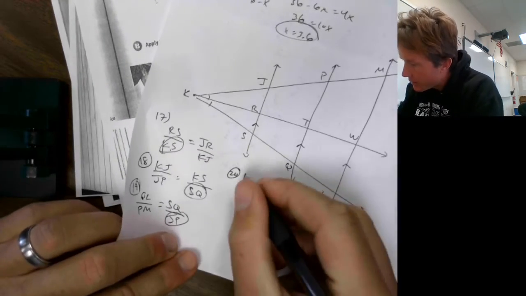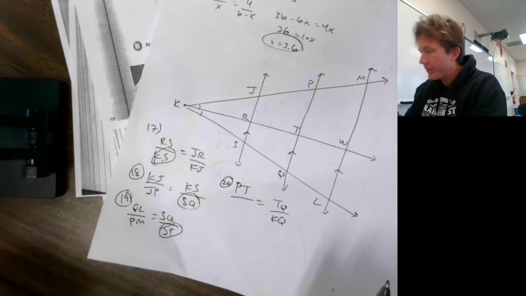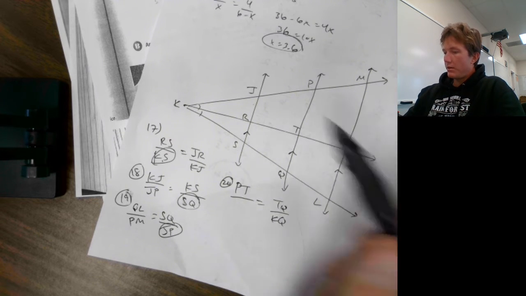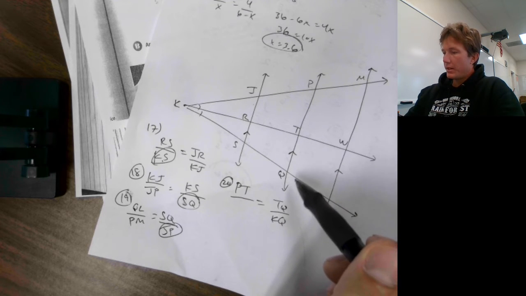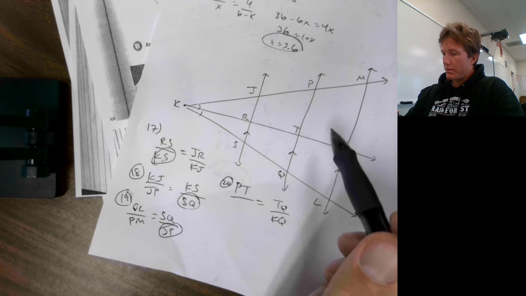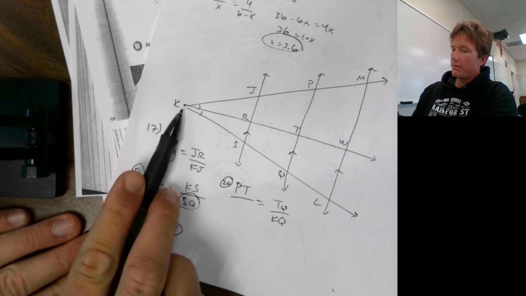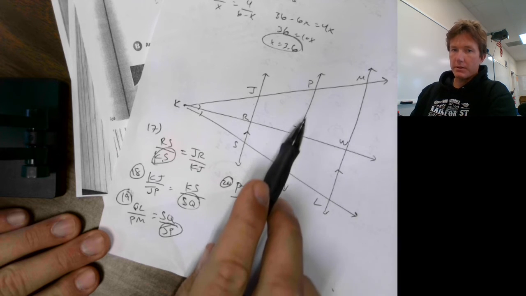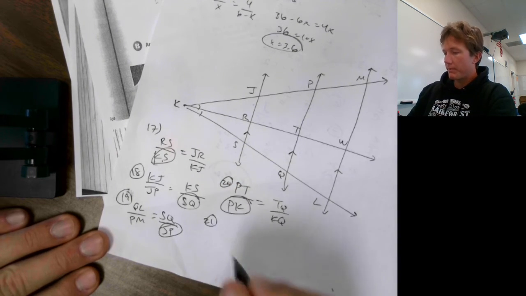Number 20. We have PT over blank is equal to TQ over KQ. So look at the information that we do know. TQ is here. KQ is this long segment here. So TQ over KQ. PT is up here, this short segment. So if you're kind of picturing this in your head, I have this triangle here, and then I have the beginning of another triangle. To complete that triangle, I must go from P all the way to K. So PK would be the answer there.